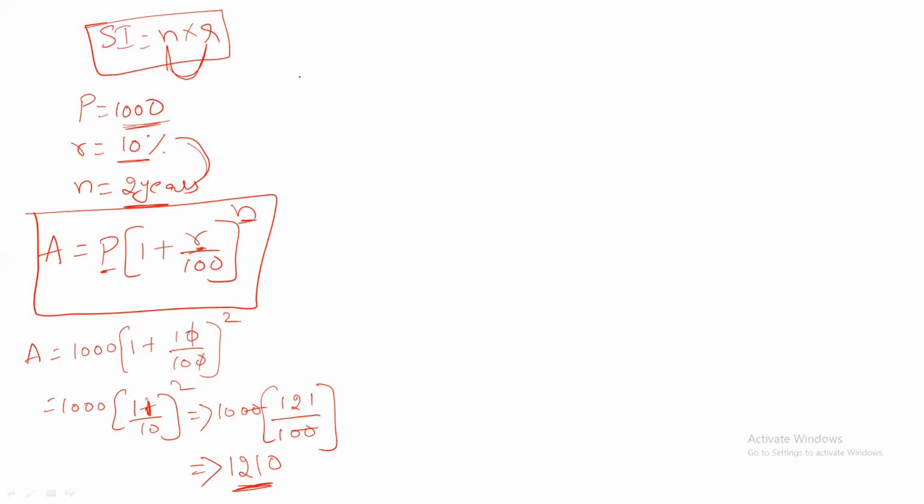What is this 1210? You need to be very careful. Don't consider it as compound interest. This is the total amount received in compound interest, 1210 rupees. Now if you want to find only the compound interest alone, what do you need to do? Total amount minus principal amount, that will give you only the compound interest. Am I correct?